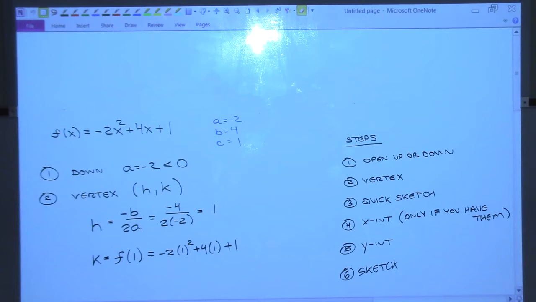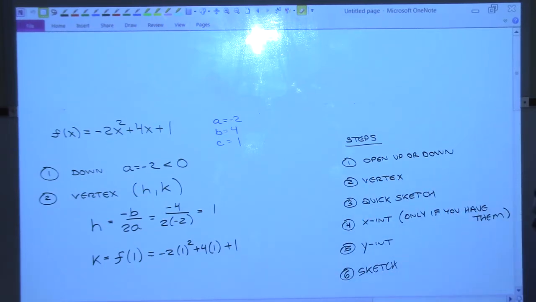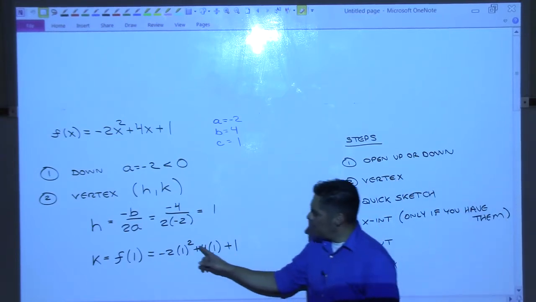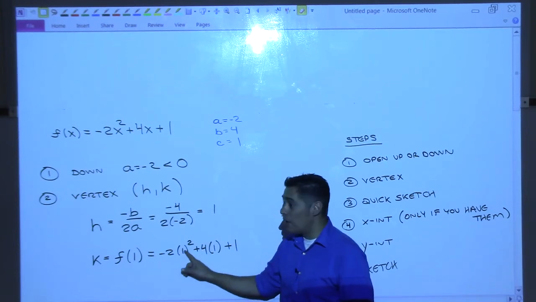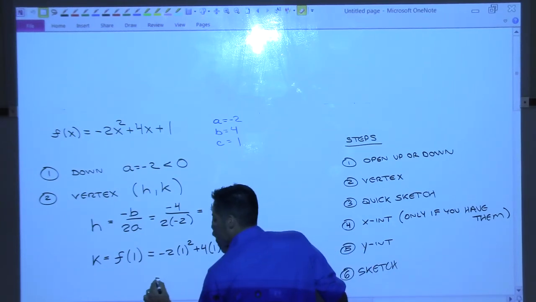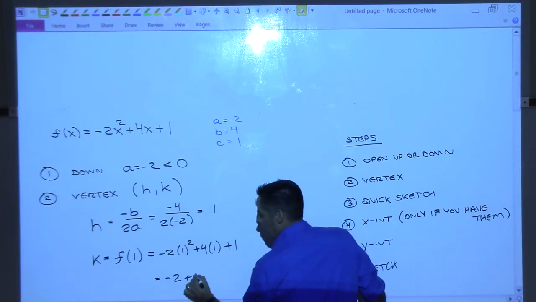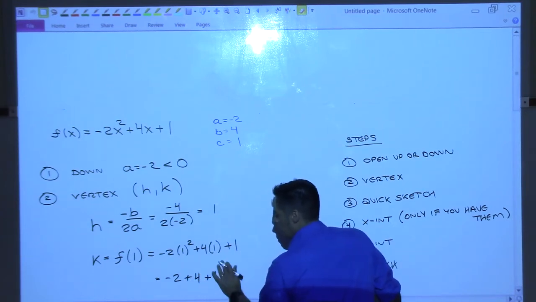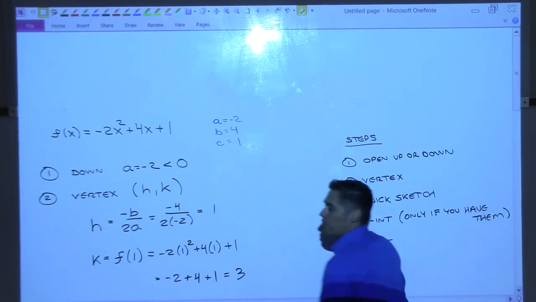9? Do you all agree? 7? Wait. So this squared, is this squared acting on that too, -2? It is not. It's only squaring the 1, okay? So you square the 1 first, you get 1. Then you multiply it times -2. So that gives you -2, right? 4 times 1 gives you 4, so we're adding 4, and then we're adding 1. So what do you get? 3. Okay, so 3.